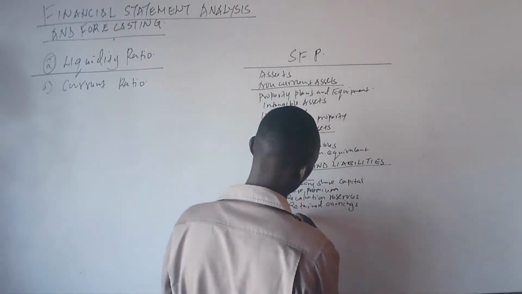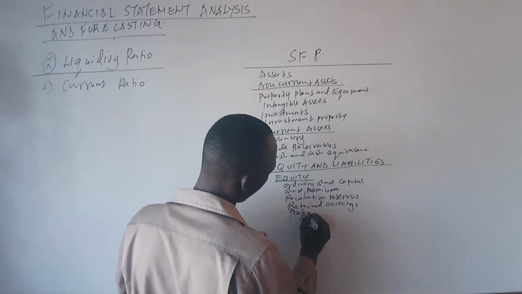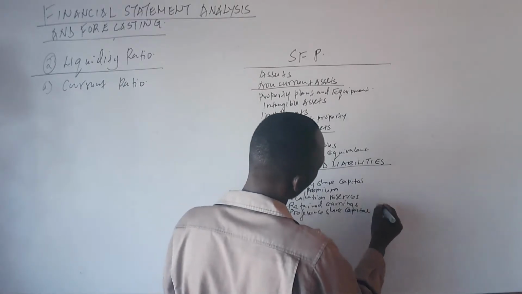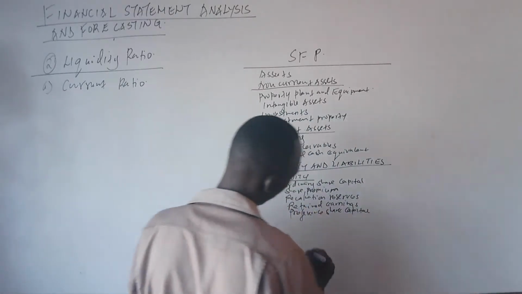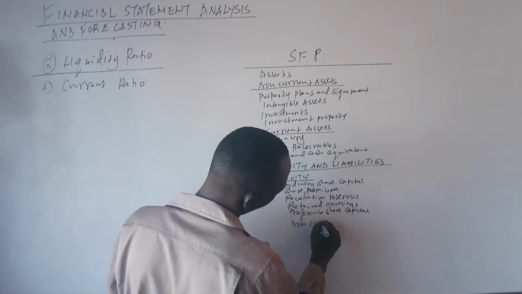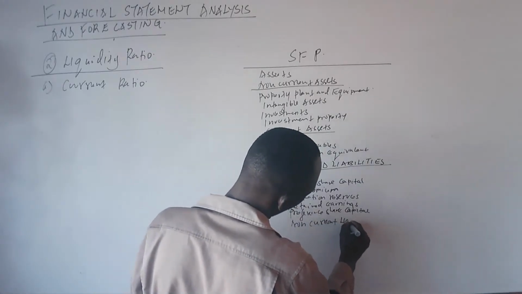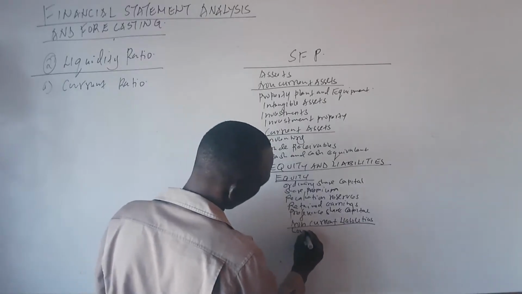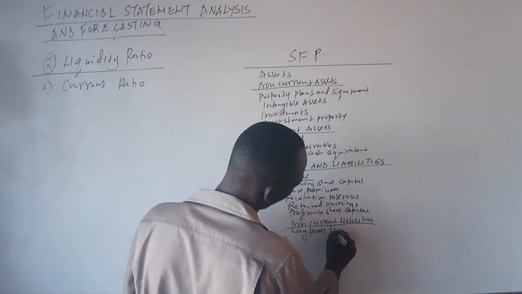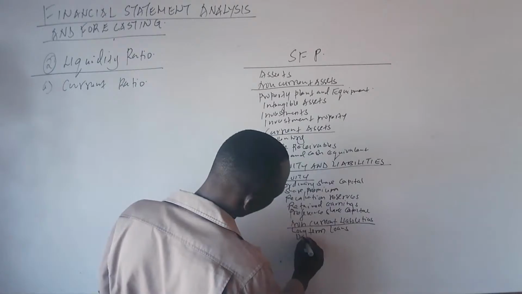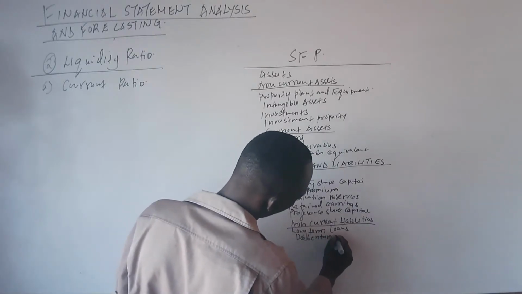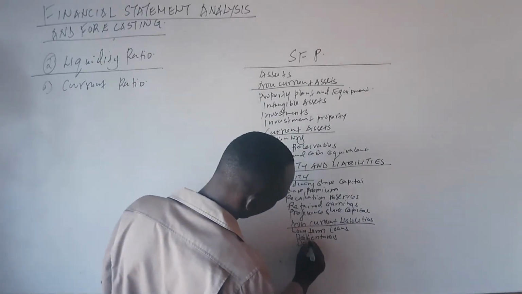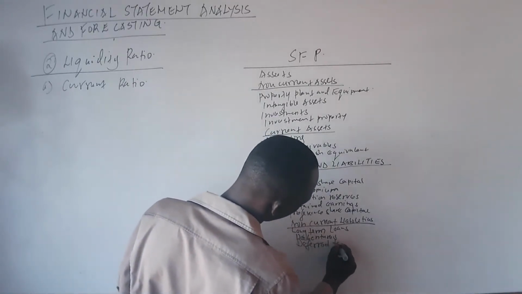Then from there we can talk about also the preference share capital. So then from there we go to non-current liabilities. Non-current liabilities, like we have the long-term loans. Then we have debentures. And then we can talk mostly about the deferred tax.